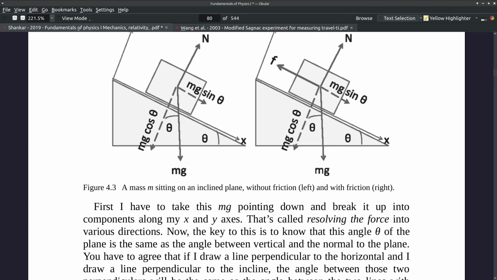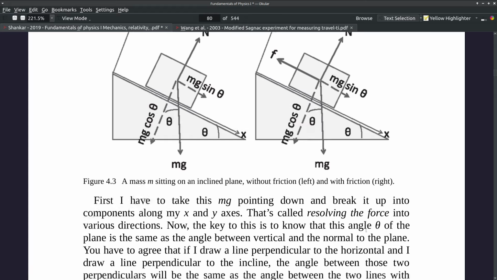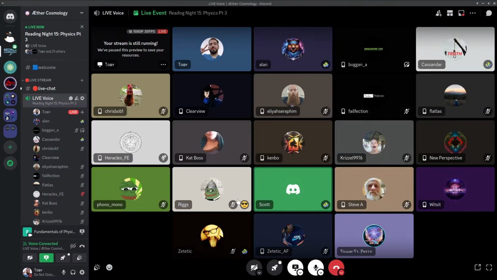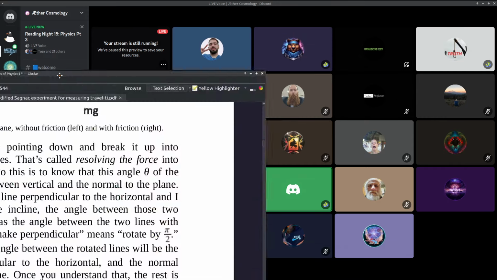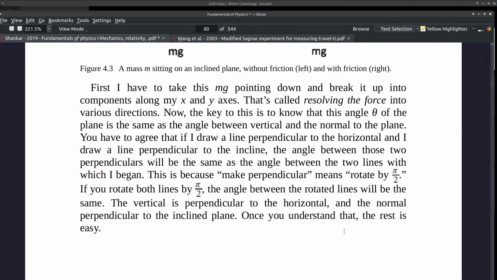Now, the key to this is to know that this angle theta of the plane is the same as the angle between vertical and the normal to the plane. You have to agree that if I draw a line perpendicular to the horizontal and I draw a line perpendicular to the incline, the angle between those two perpendiculars will be the same as the angle between the two lines with which I began. This is because "make perpendicular" means "rotate by pi over 2." If you rotate both lines by pi over 2, the angle between the rotated lines will be the same. The vertical is perpendicular to the horizontal and the normal is perpendicular to the inclined plane. Once you understand that, the rest is easy.